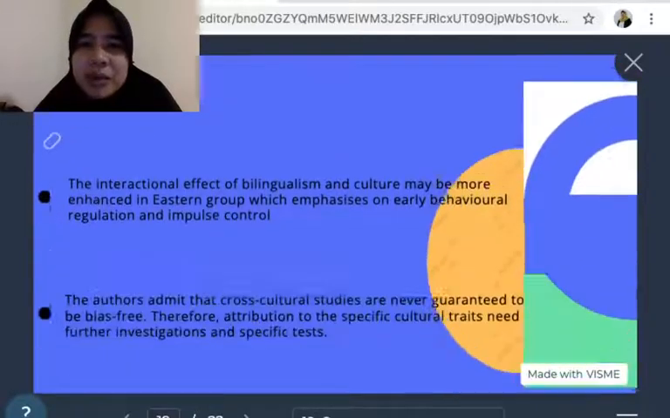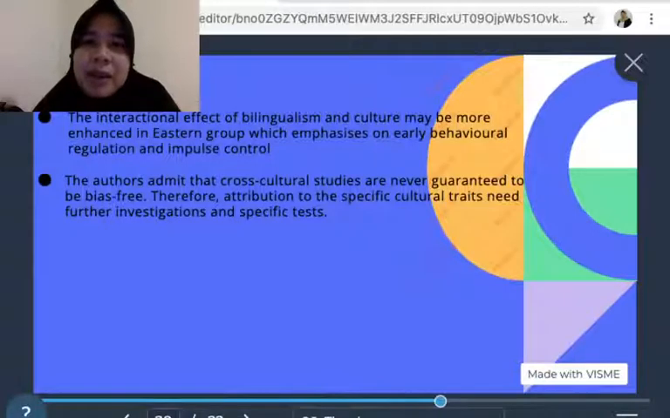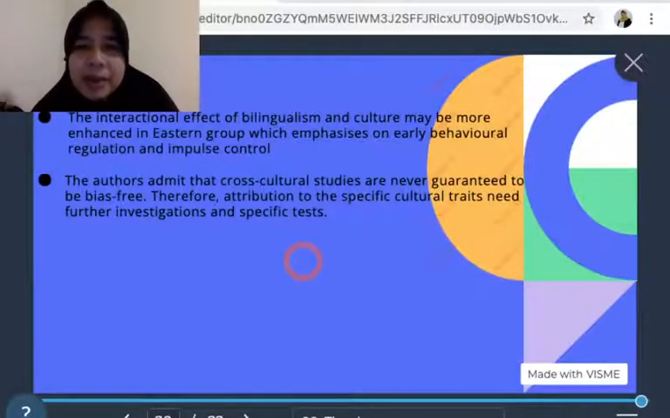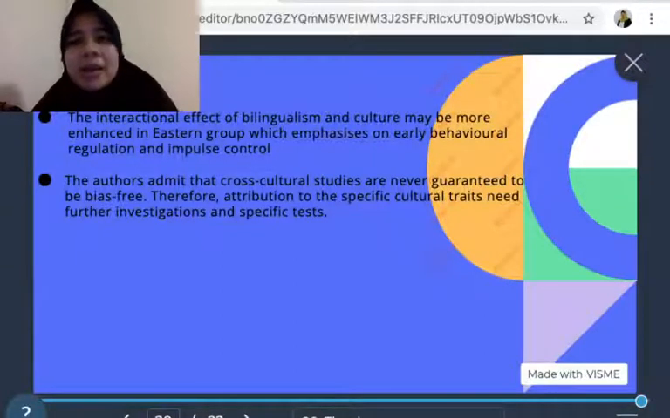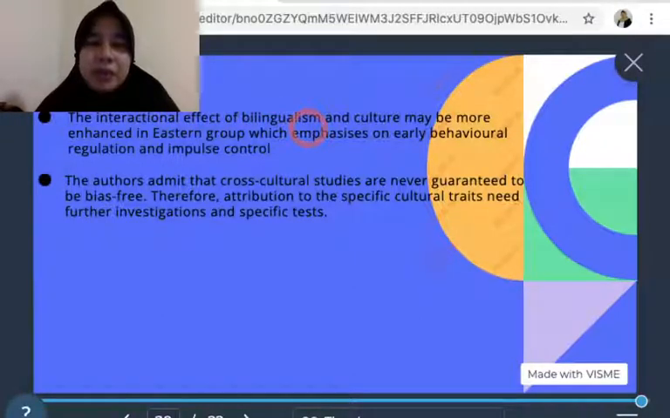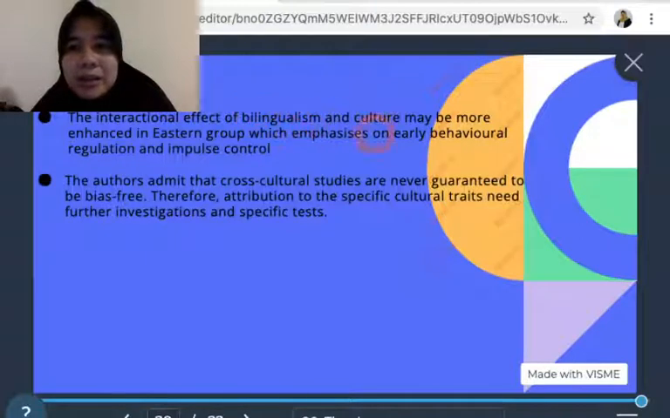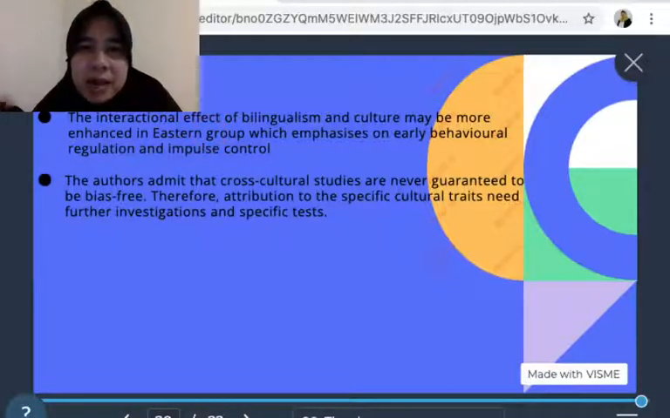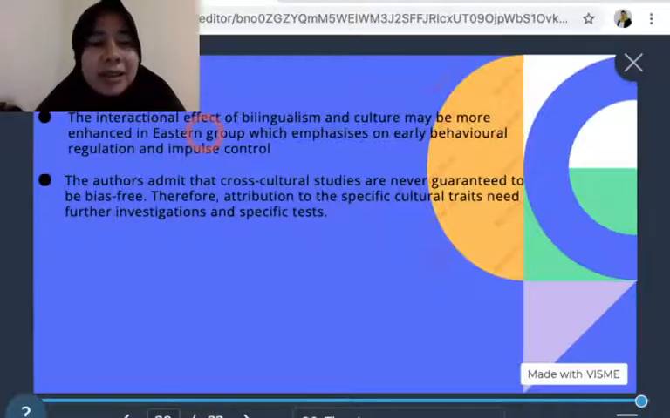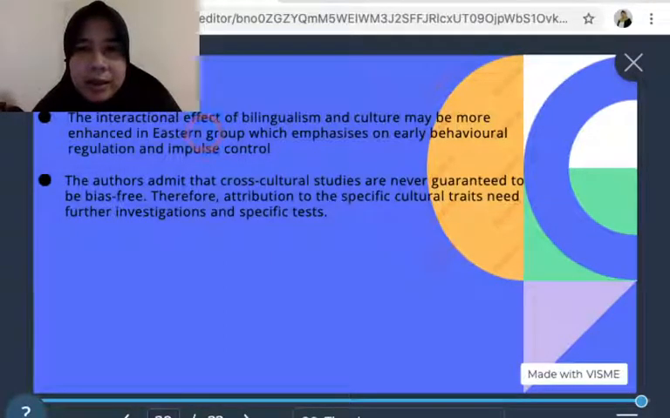Another discussion is this one. The internal effect of bilingualism and culture may be more enhanced in the Eastern group, which emphasizes early behavioral regulation and impulse control. I think because the research wanted to find the relationship between bilingualism and cultures, and it is found that the Eastern group outperformed the Western group, perhaps it is because the Eastern group are more collectivistic, they are more trained, and they have self-regulating characteristics. So that is why the Eastern group outperform in this research.